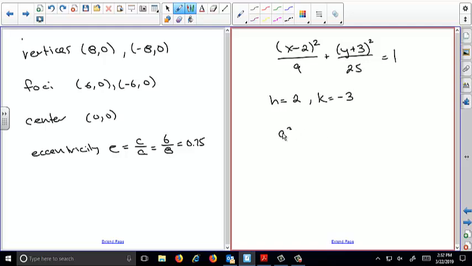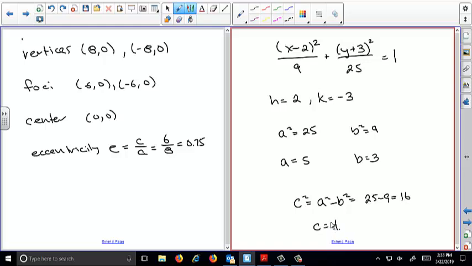A squared equals 25. That's the bigger one of the two. So a is 5. So this is going to be a squared, and this is going to be b squared. So we're going to have the major axis in the y direction, so it's going to be stretched in the y direction. Okay, so we have b squared is equal to 9. So b is equal to 3. And then we have c squared is equal to a squared minus b squared. So we get 25 minus 9, which is 16. So c is equal to 4.